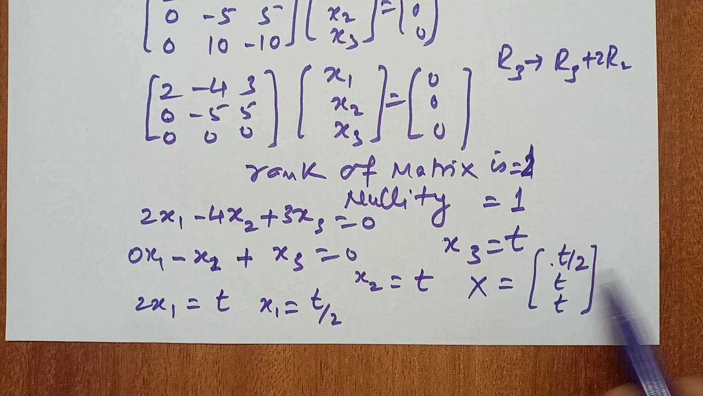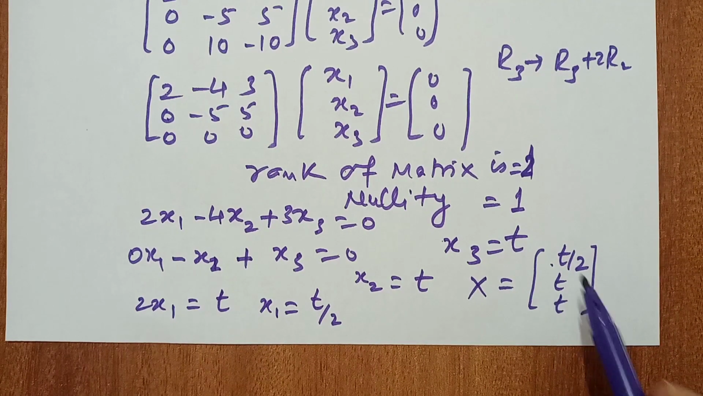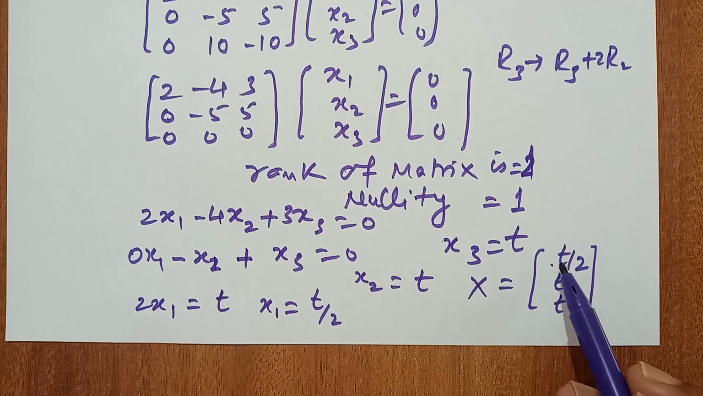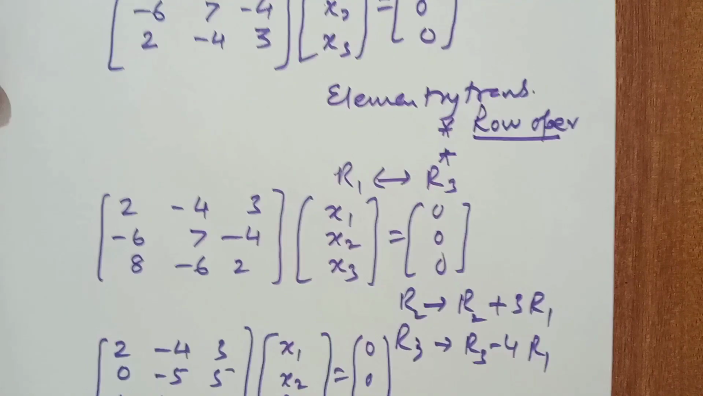So for a simple value of x, there are infinite values of t. We can take any, but for a simple value we take t equal to 2, because if we take t equal to 1, this is a rational number, and I want an integer. So t is equal to 2, and this gives 2 1 1. Okay, so the first eigenvector is 2 1 1. Now we will calculate the next one.